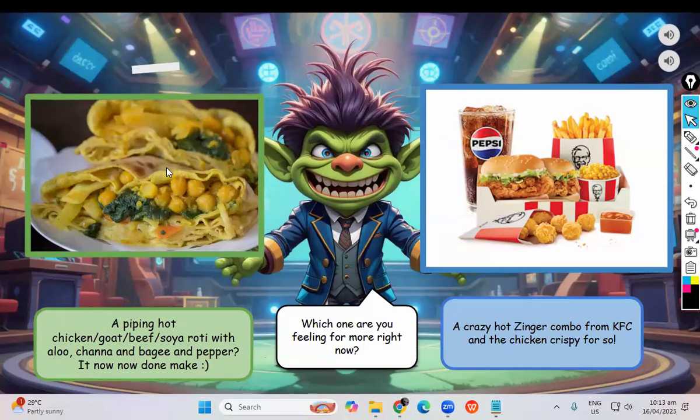Look how yummy that looks. Or a zinger combo. Let's take the vote. I'm showing my son here how the voting looks. First time he's seen it. Take your vote there, guys.